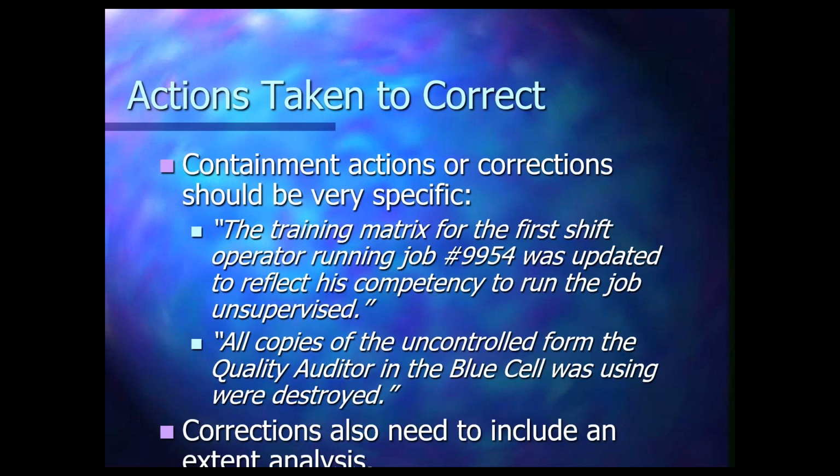Now, you understand that your containment or corrections need to be very specific. We had this earlier example of the training matrix, and we even identified what job it was. Okay, so now in your correction statement, are you stating that the training matrix for the first shift operator was updated to reflect his competency to run the job unsupervised? Or the blue cell operator, all copies of the uncontrolled form that were being used by the auditor in the blue cell were destroyed. Your corrections also need to identify an extent analysis.